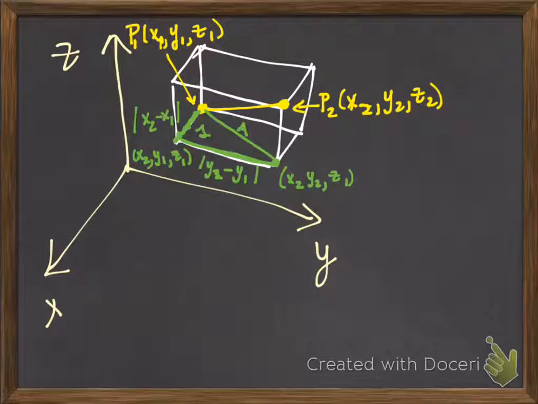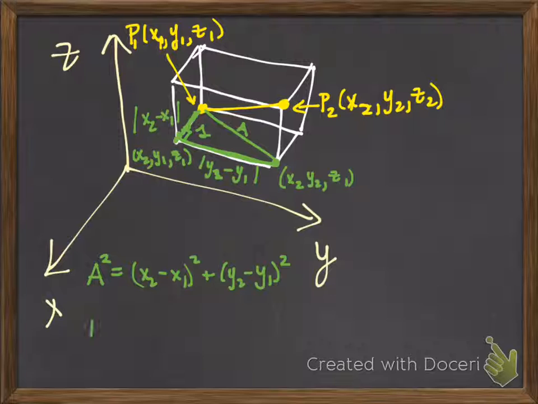Alright, now let's label this hypotenuse here A. So what is A? Well, we know that it's the hypotenuse of this right triangle here. So A squared is really equal to x2 minus x1 squared plus y2 minus y1 squared. Right? That's our Pythagorean theorem in place. So A is just the square root of this, which is just our familiar distance formula in 2-space.